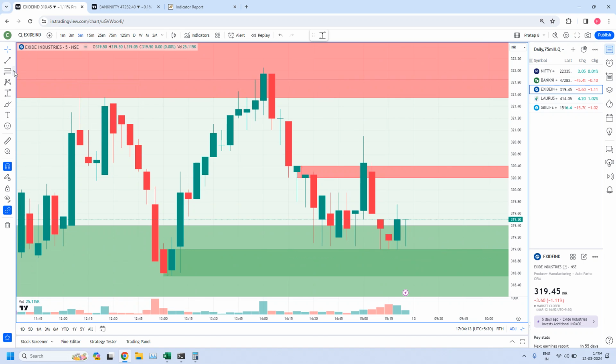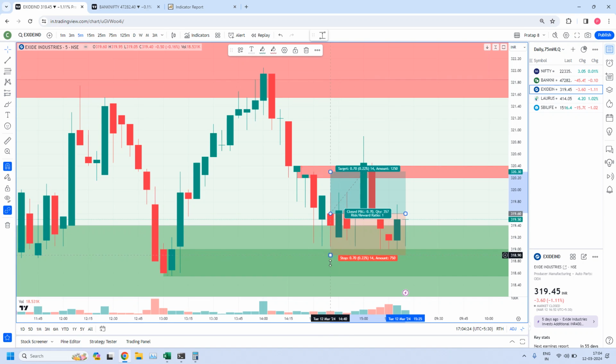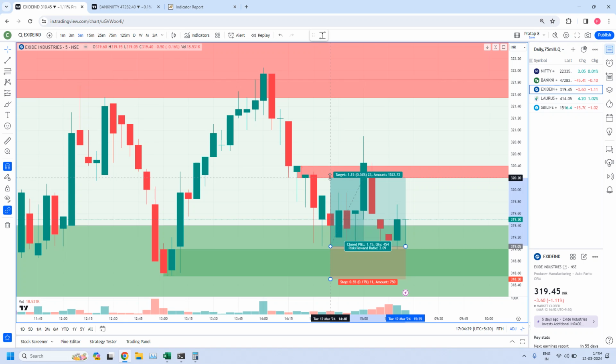You may ask a question, whether RR is there or not. Let us check that also. So long position. A little below could be your stop loss, a little above could be your entry, and this could be your target. How much is it? It is only 1:2. Only 1:2. Mostly you don't take such a trade.